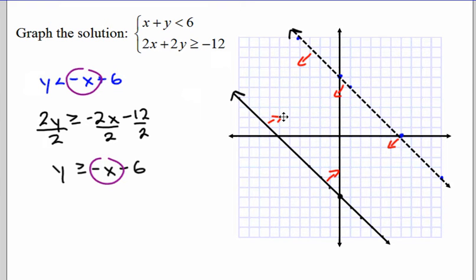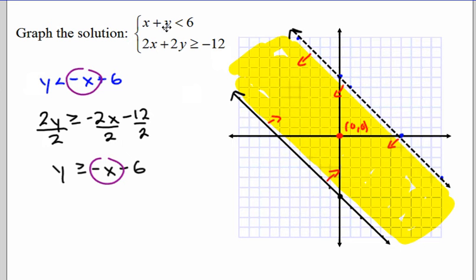Now, if we were just solving a system of linear equations, we'd say no solution. But since this is a system of linear inequalities, we shade in everything above this line and everything below that line. So we shade that right there. Any point in this shaded region, we call it the feasible region, is a solution to this system of linear inequalities.